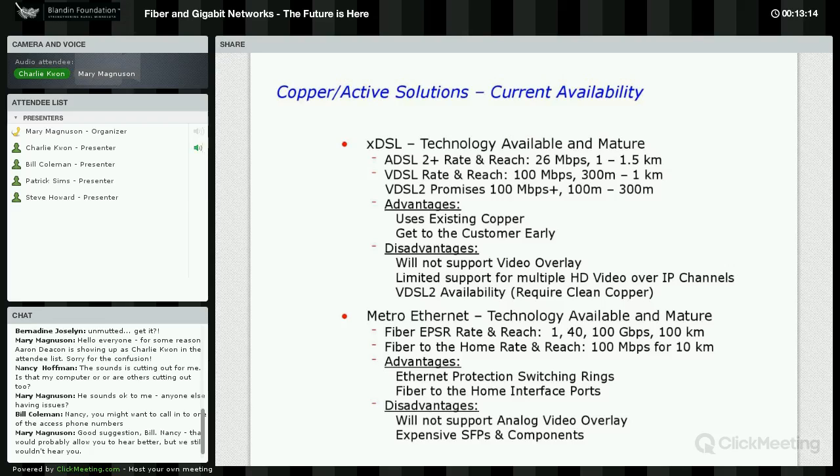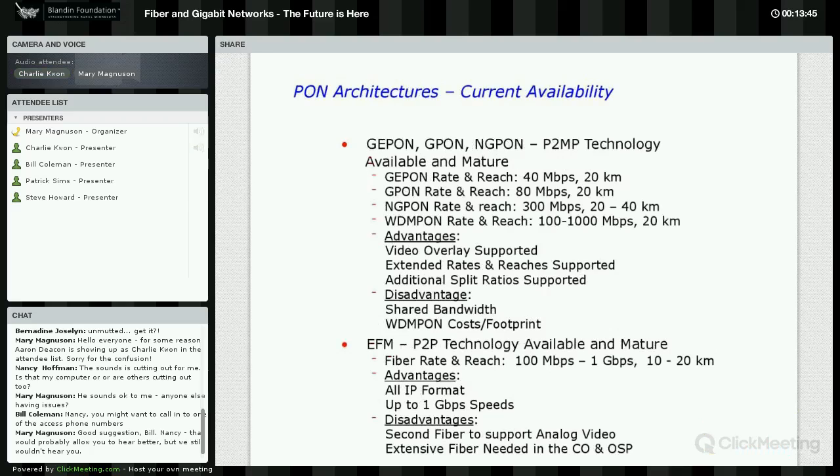These devices also have a fiber to the home interface port. Some of the disadvantages of this: because it's IP, it will not support some analog features like video, simply because of the frequencies that we're using, the wavelengths. Also, some of the SFPs, the small form factor transceivers, the transceivers of the receivers and lasers, can be expensive on some of these devices.